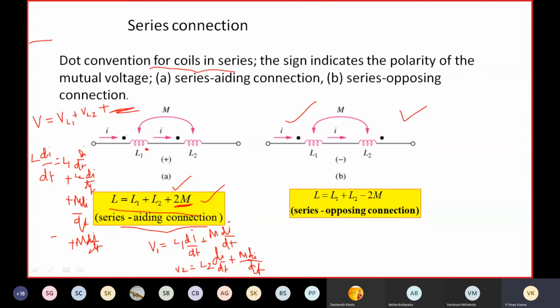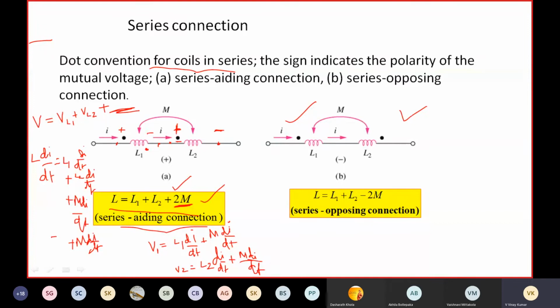Current is entering the dot terminal of coil 1, which means this will be plus and this will be minus. Mutual induced EMF will be positive at the dot terminal. Then you have mutual induced EMF across coil 2 like this. Here current is entering the dot terminal of coil 2, so mutual induced EMF will be positive at the dot terminal. If we add the two voltages, this point with respect to this point is positive, as well as this point with respect to this point is also positive. That's why you get plus M dI by dt and plus M dI by dt.